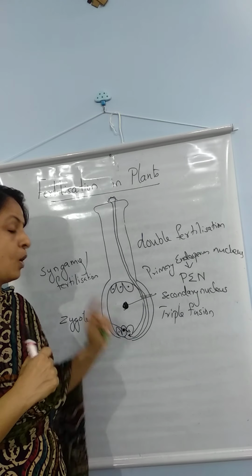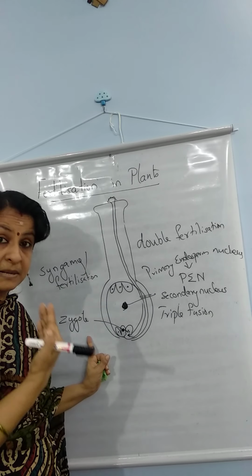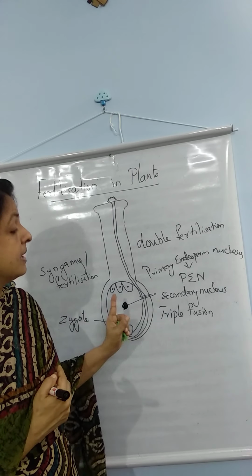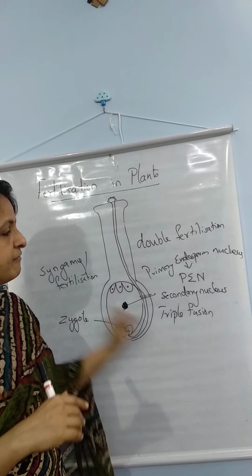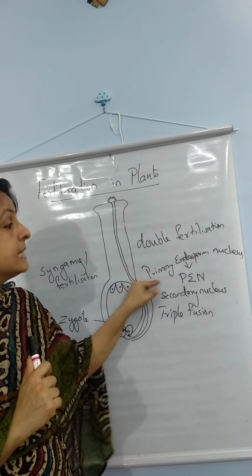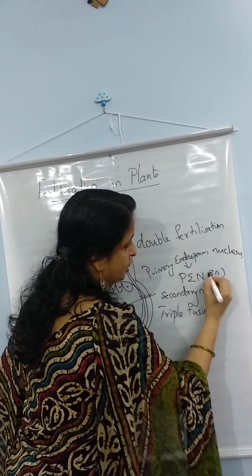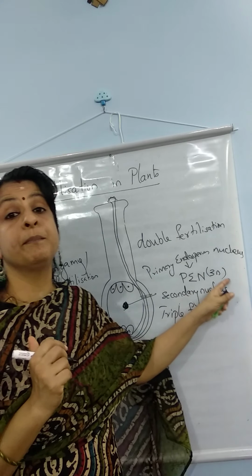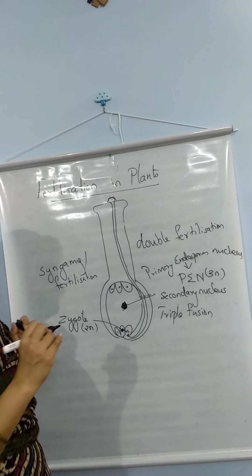So first, one of the male gametes fuses with the female gamete forming the zygote, which later becomes the embryo and the baby plant, whereas the second male gamete fuses with the secondary nucleus formed by the fusion of 2 polar nuclei and forms what is called PEN or primary endosperm nucleus. This primary endosperm nucleus is a triploid structure, meaning 3 haploid nuclei joined together, so we call it triploid. Whereas the zygote is a diploid structure.